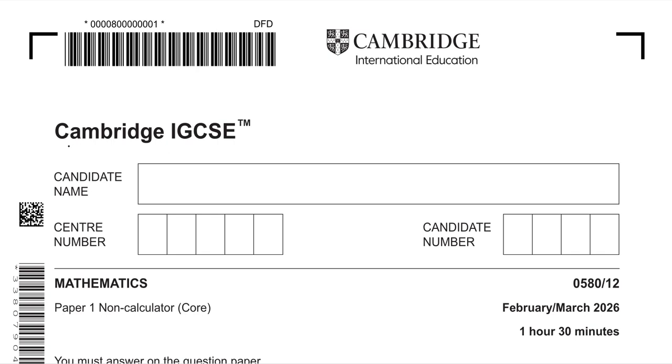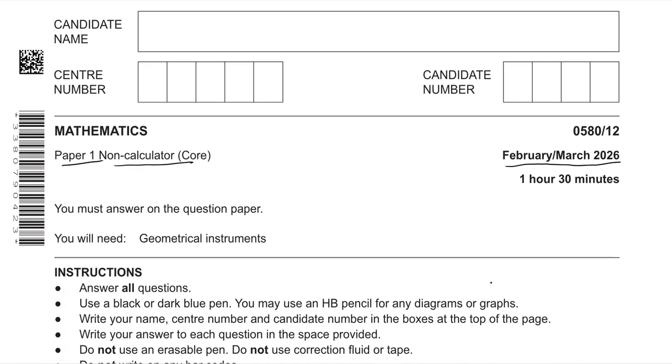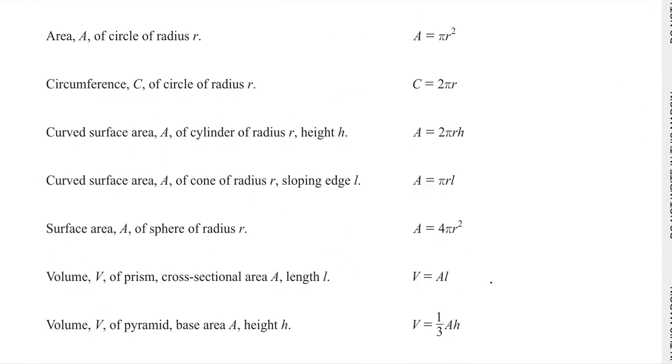Hello students, today we are going to solve Cambridge IGCSE Paper 1 Non-Calculator from Core. We have got session February-March 2026. This paper is for about 1 hour and 30 minutes. So let's continue.